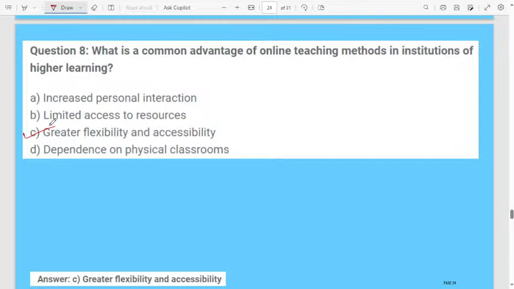Once the class is live, it will be recorded. Even if it is a live class, once the live class is over you can watch the classes regularly, whenever you want, and no need to note down anything. If you repeat the classes, the concept will get registered in your mind. Greater flexibility and accessibility are also there. Even on mobile nowadays you can watch the online classes.